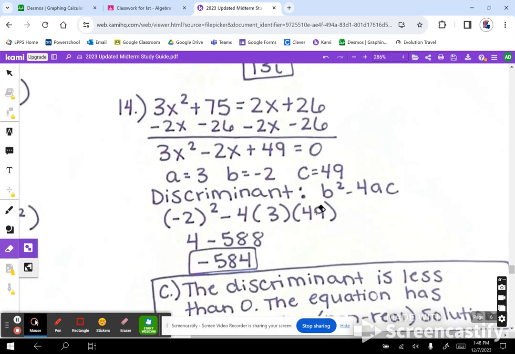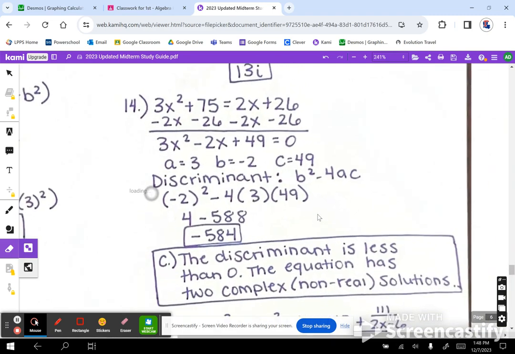Okay, number 14. Number 14, you're asked specifically about the discriminant, which statement is correct about the discriminant of this quadratic. So you're going to want to make sure that you move all the terms to the same side of the equal sign. So I'm going to subtract my 2x and subtract my 26. And this is my new quadratic set equal to 0. Identify your A, B, and C.